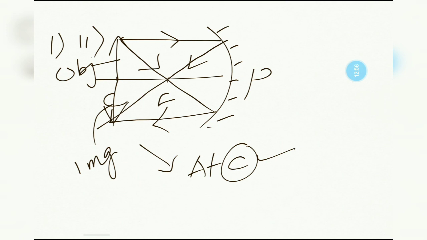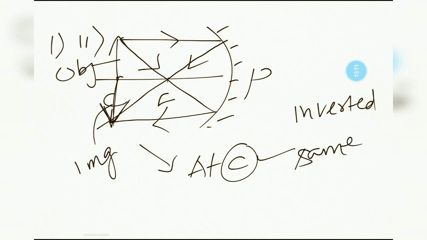Fine. Now what are the characteristics you can observe? The image is obviously inverted. First and foremost thing, you can say it is inverted, and it is the same size as the object. Same size, and you can observe that it is towards the mirror itself, it is not behind the mirror, so it is a real image also. So same size, inverted and real.